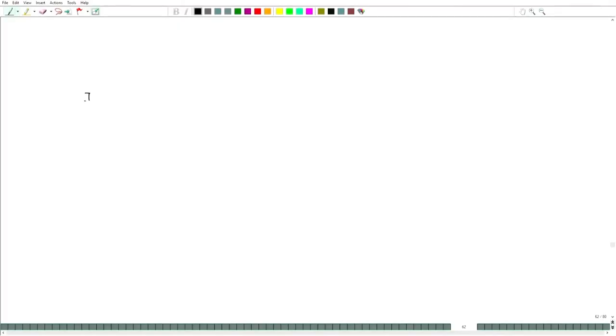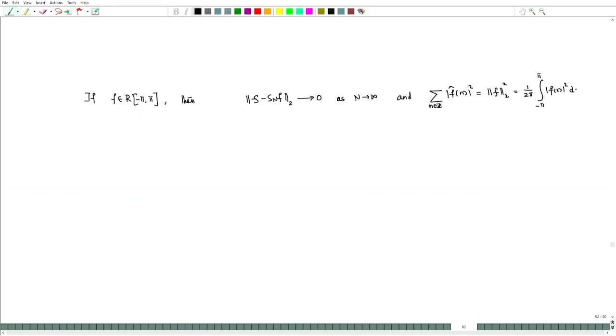Okay, so in the last lecture, we have seen one of the most important results in this subject, namely if f is a Riemann integrable 2π-periodic function, then the L2 norm of f minus S_N f goes to 0 as N goes to infinity. And what we have seen is that, as n varies over Z, which means n is from minus infinity to infinity, the sum of |f hat(n)|^2 is equal to, just to recall, the integral from minus π to π of |f(x)|^2 dx.